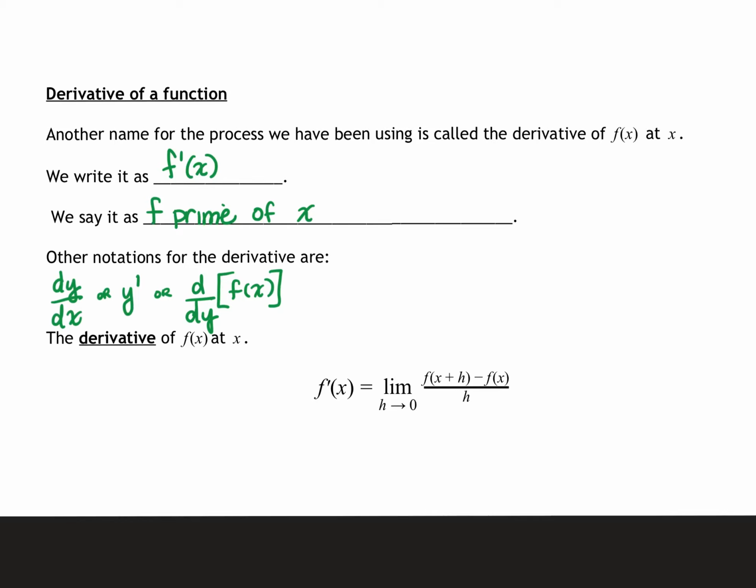So you may have seen something like that when you did translations in the coordinate plane back in geometry. You had A and A prime, A being the original point and A prime being the new point once you translated it. Same kind of idea here. We've got f prime of x representing the derivative of that function. So the derivative of a function is just the instantaneous rate of change for that function. It's the slope of the tangent line.